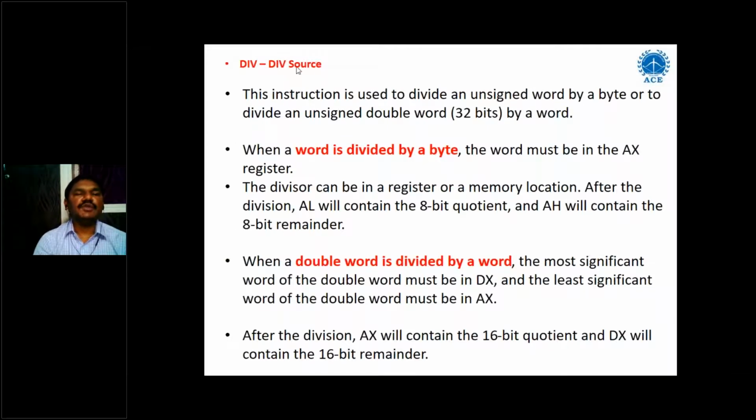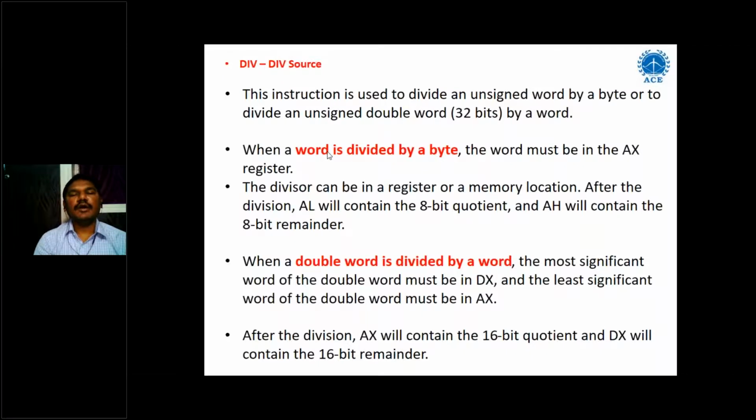Here we have DIV source. It does not have two operands; it has only one operand. This is called a one-operand instruction. This instruction is used to divide an unsigned word by a byte, or to divide an unsigned double word by a word. It can be divided by 16 bits, it can be divided by 32 bits, and it can be divided by 8 bits.